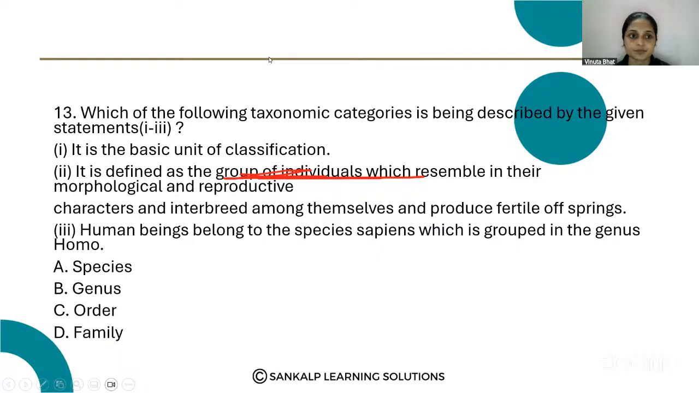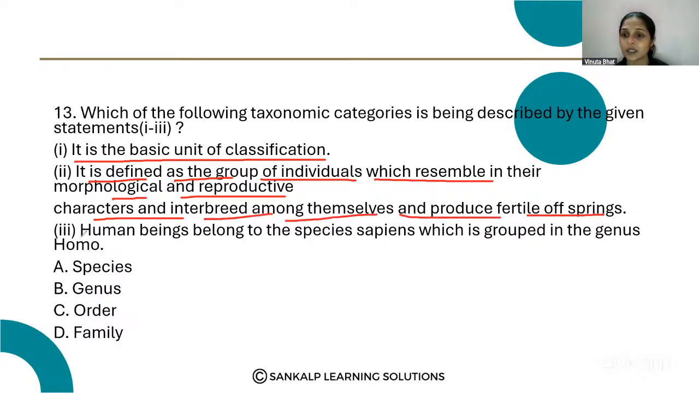Next question. Which of the following taxonomic categories is being described by the given statements? Which one category is described here? So that you have to explain. It is the basic unit of classification. It is defined as the group of individuals which resemble in their morphological and reproductive characters and interbreed among themselves and produce fertile offspring. Human beings belong to the species sapiens, which is grouped in the genus Homo.